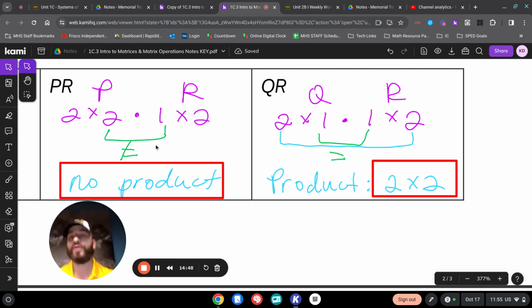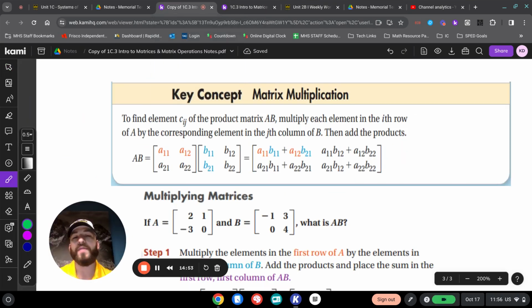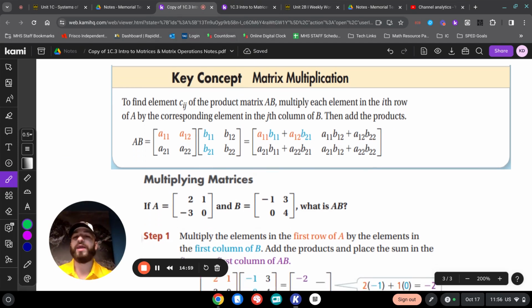Now let's actually do the hard part, and let's do some matrix multiplication, or finding that product of two matrices. The reason why we had to have an equal number of rows to columns is because that's how we're actually going to multiply when we're doing that matrix multiplication. So to find that new element in my resultant matrix, I'm going to multiply each element in the row of A to the corresponding element in the column of B, and then I'm going to add those pieces together.